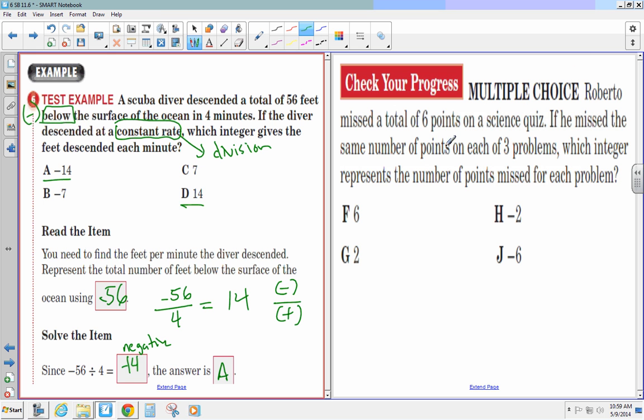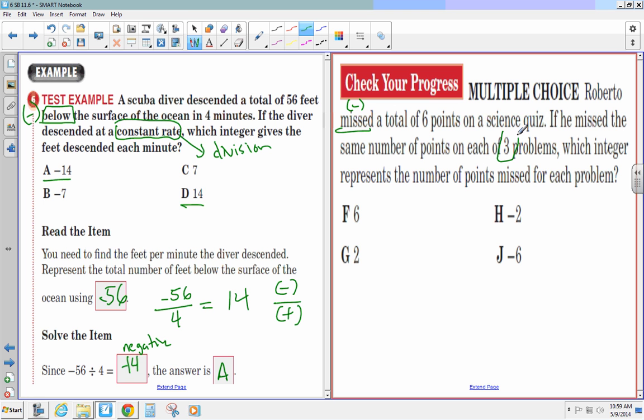Take a look at this. Roberto missed a total of negative 6 points on a science quiz. If he missed the same number of points on each of 3 problems, which integer represents the number of points missed for each problem? So, if you miss the same number of points on each of the 3 problems. So there are 3 problems, negative 6. That means missed 6 points. 3 problems. That means each one was 2. And a negative over a positive means negative 2. So your answer should be H.